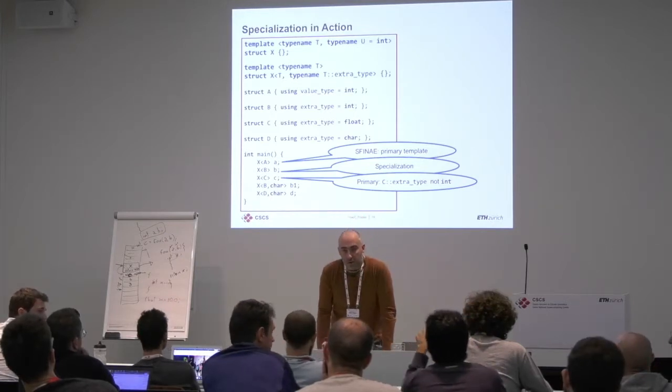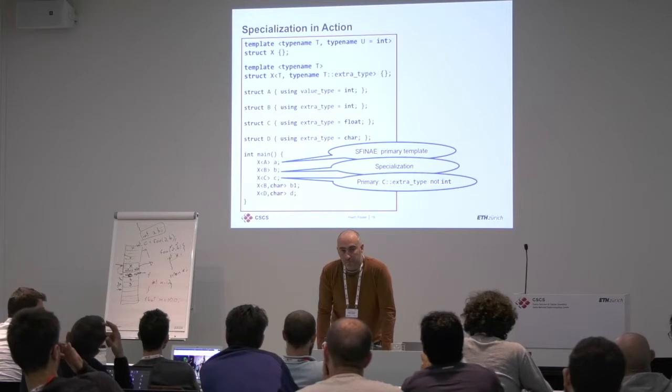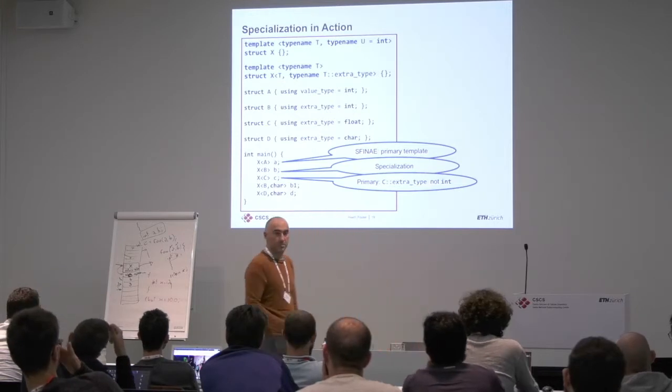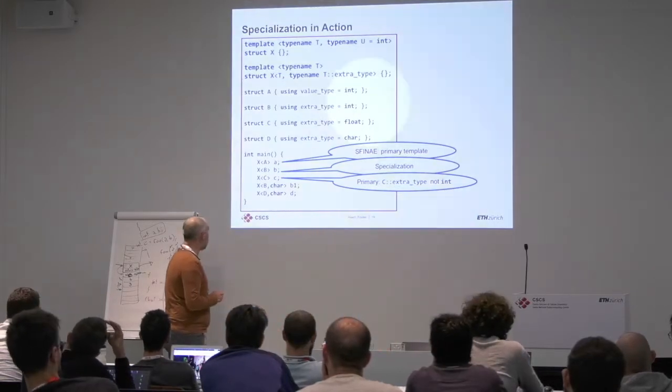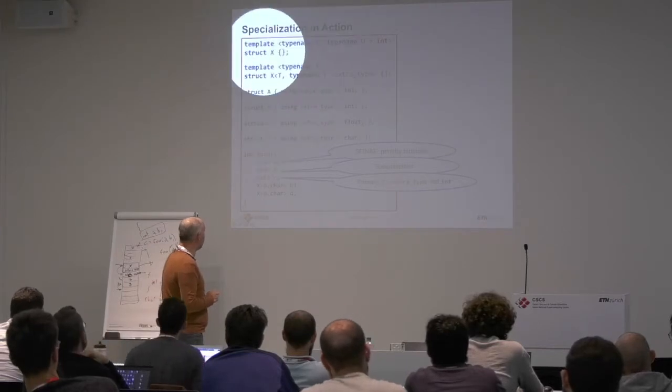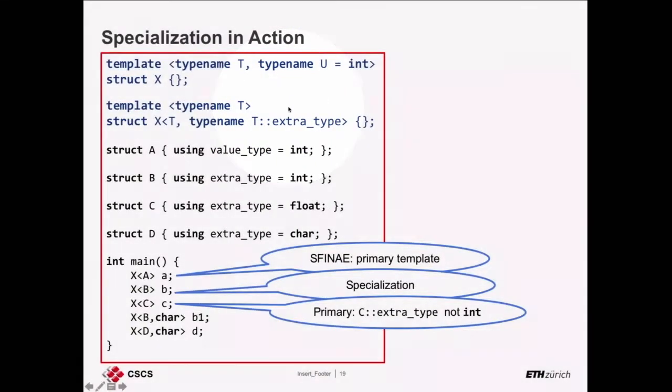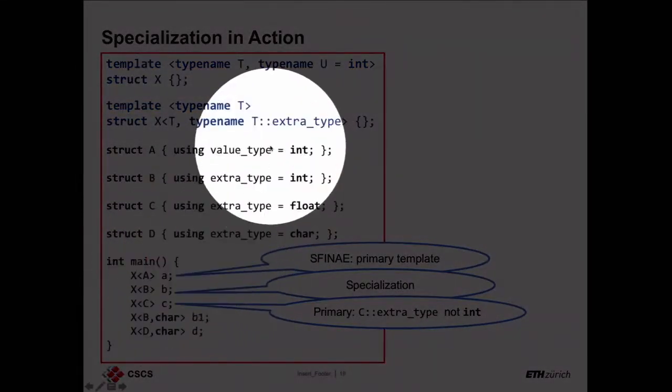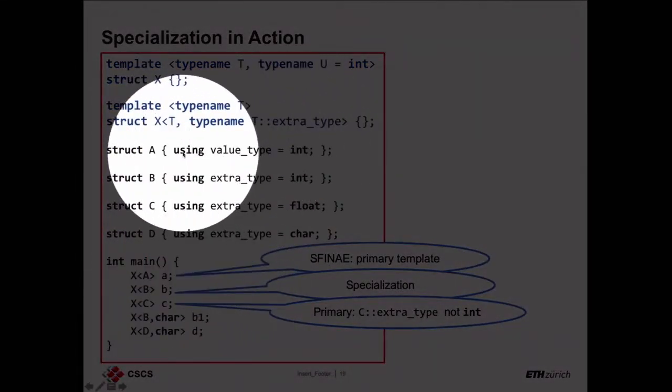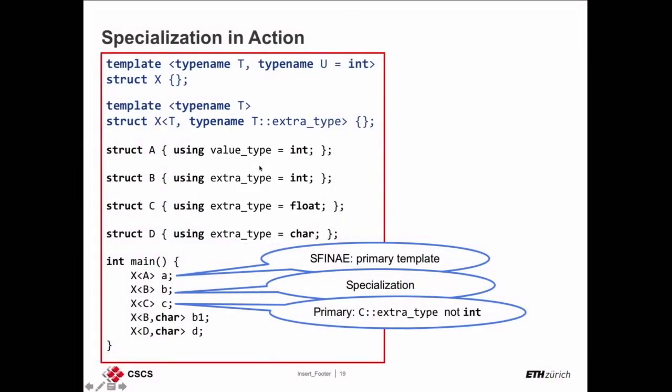Maybe I missed it. What's the point of having, like, between struct A and B, the one is value type and the other one is extra type? It's just to show you an example, because when you design a class template, you don't know what the user will pass you, right? It will pass you something of type A or type B, and this type might have the trait that you want or not. If it doesn't, in this case, it doesn't have extra type. So even if I left this empty, right, it would have been the same, right? It doesn't have extra type.